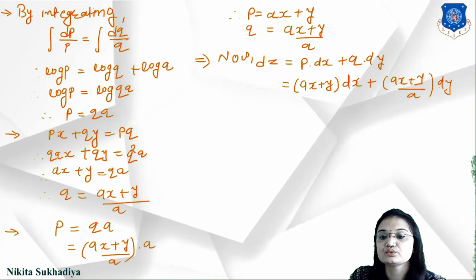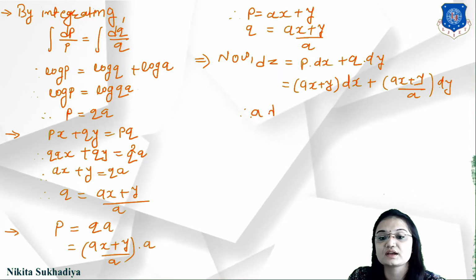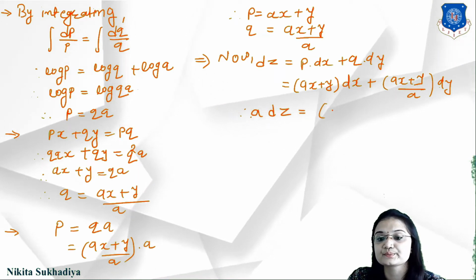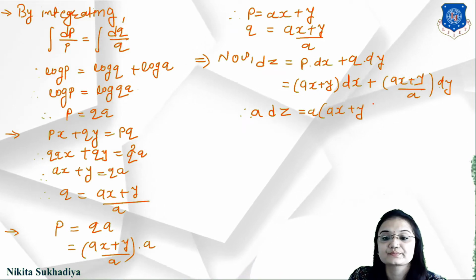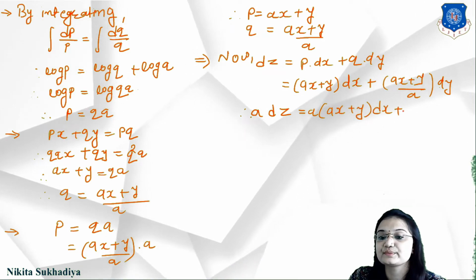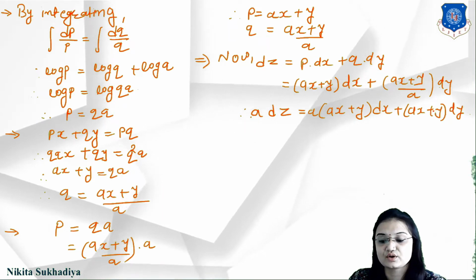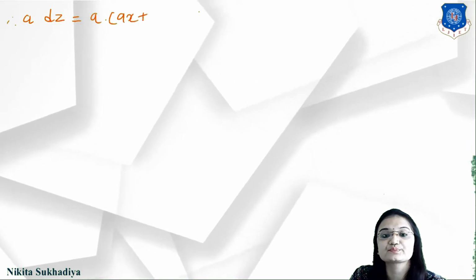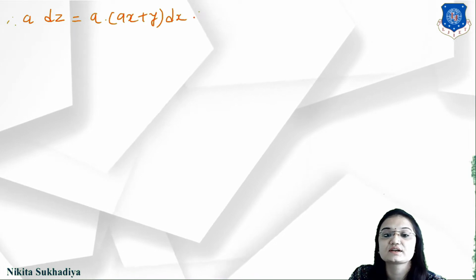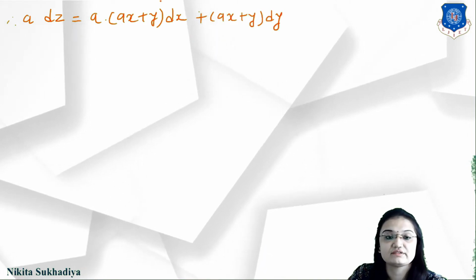So p is equal to x plus y into dx plus q, which is (x plus y) upon a, into dy. By taking the LCM of a, this will become a into dz is equal to a into (x plus y) into dx plus (x plus y) into dy. So now here we have a into dz is equal to a into (x plus y) into dx plus (x plus y) into dy.